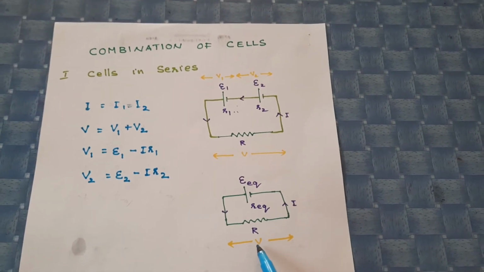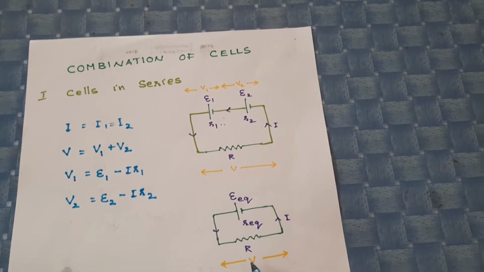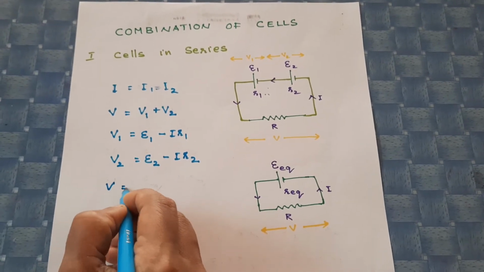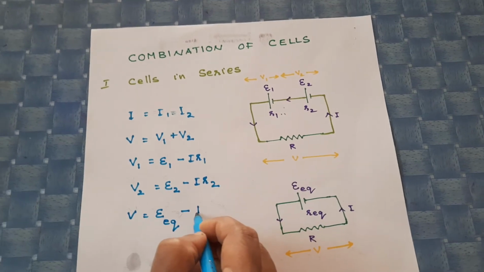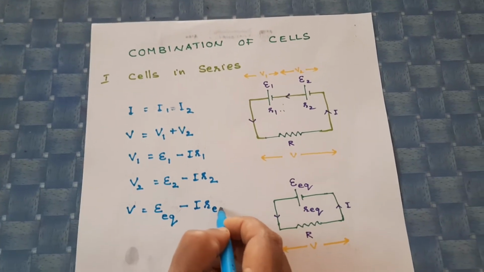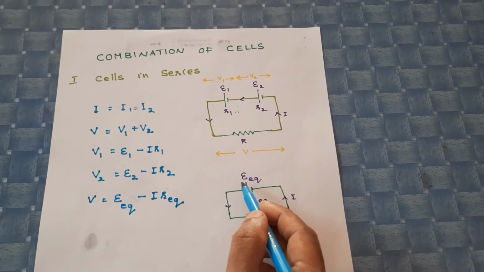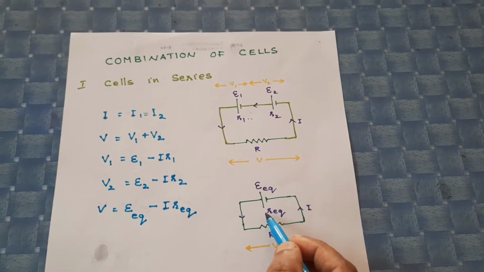So the PD across R, external resistance is V. So from this circuit, V is equal to E equivalent minus I R equivalent. E equivalent is the equivalent EMF and R equivalent is the equivalent internal resistance.